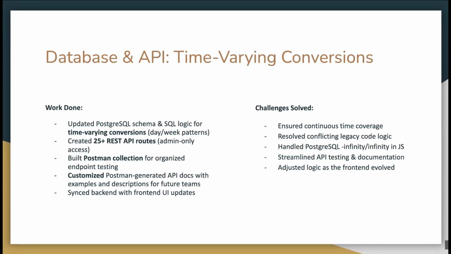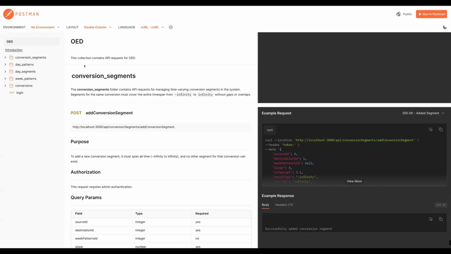One of the major focus areas was the database and API, developed in collaboration with the front-end team. The PostgreSQL schema and SQL were updated to support day and week time varying conversions. Over 25 new admin-only REST API routes were created, and a Postman OED collection was built to keep endpoint testing organized. Each route includes its purpose, query parameters, and example request and response.